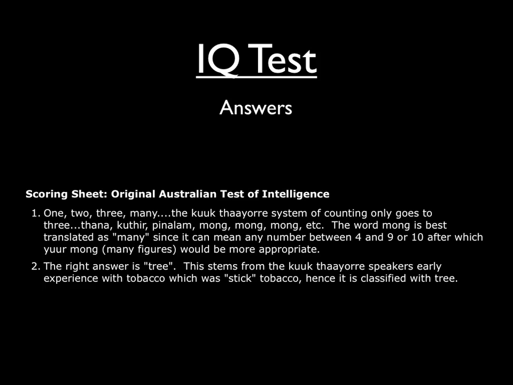Second question, the right answer is actually tree. This stems from the idea that Australian Aborigine speakers usually associate tobacco with the idea of stick, hence it's classified with a tree. So that might not have been as obvious to you, mainly because you don't live there. So of course, collecting that data, if we were just to collect the answers there, we could probably see that most of us failed this test. And does that mean your IQ is low? Obviously not. You just didn't grow up in Australia, so how could you have possibly known those answers? So that's collecting data where interpretation can change drastically.